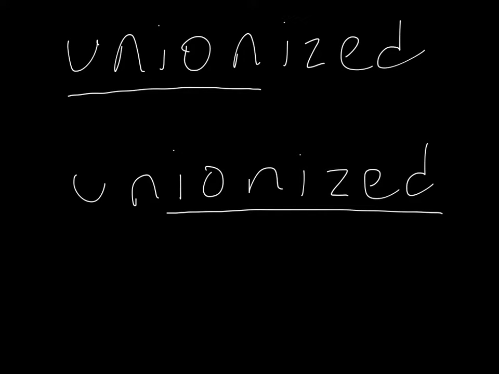A chemist, though, would look at this in a completely different way. We would focus on the word ionized. If something is ionized, it means it's a particle that's got a positive or a negative charge because it's lost or gained electrons. So if something is unionized, that means that it doesn't have a positive or a negative charge.